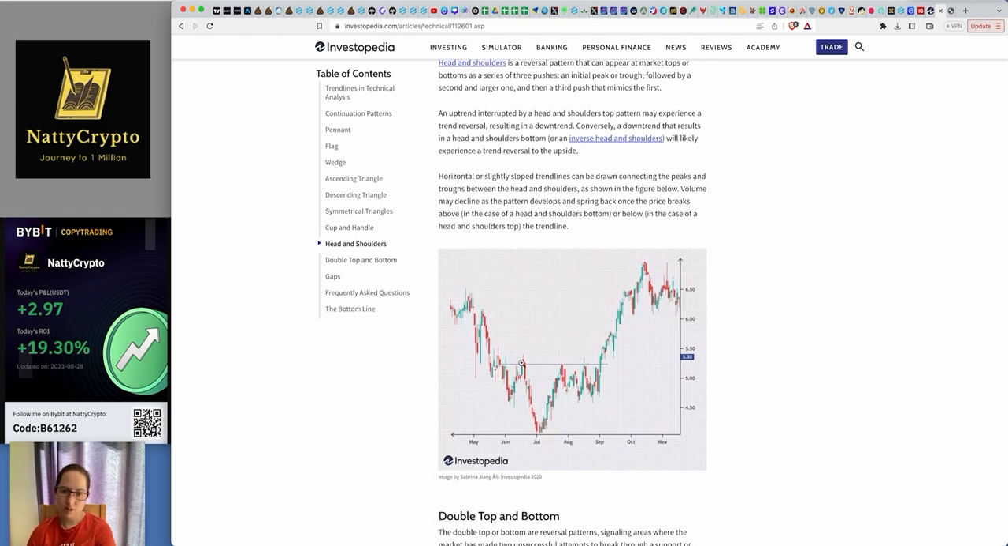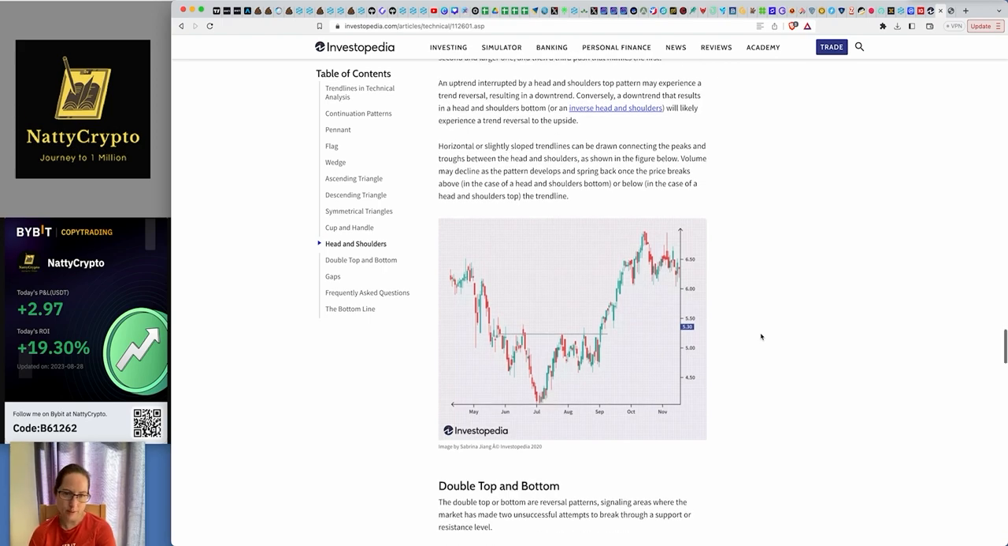So there's shoulder, head, shoulder, boom. As long as it breaks the neckline and stays under that neckline or above the neckline, then you know the head and shoulders has been validated. If it doesn't, then the head and shoulders has become invalidated, which means it's not going to play out.